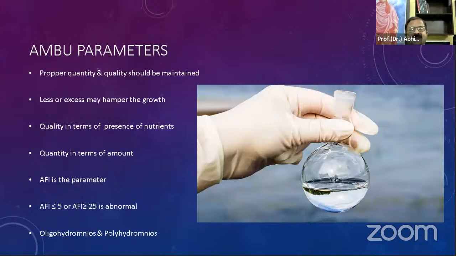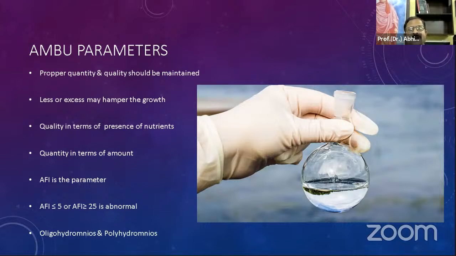Quality in terms of presence of nutrients, which I already told you. Quantity in terms of amount. Okay, so quantity of amniotic fluid is very important. When there is an ANC period, that is the antenatal period, the mother and the treating doctor have to watch the quantity of this amniotic fluid in a very keen manner, because if the quantity is fluctuating, it will harm the child.